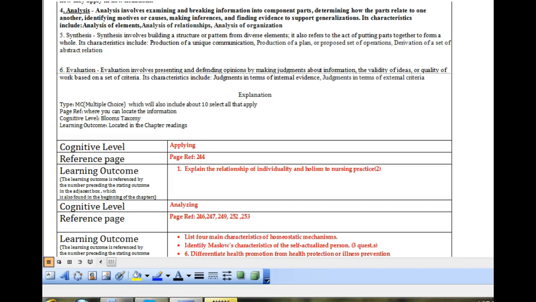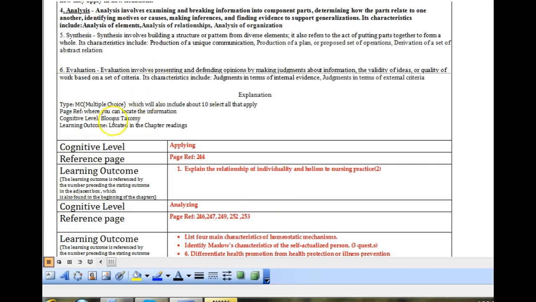As you see, your questions will consist of multiple choice questions or select all that apply. There's a little bit more than 10 on select all that apply. Your reference pages are for you to reference for study, as you can go back to the book to see what I'm speaking of, and I'll give you an example later. Your cognitive level refers to Bloom's taxonomy, that is, what level I'm doing, applying or analyzing. And then your learning outcome is to help gear you towards the page of what I'm speaking of.